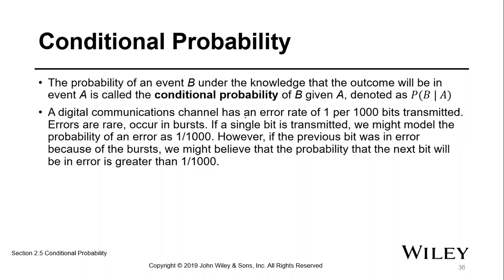So in this one, a digital communication channel has an error rate of 1 in 1,000 bits. Errors are rare, but they occur in bursts. If a single bit is transmitted, we might model the probability as 1 in 1,000. However, if the previous bit was an error because of the burst, we might believe the probability will be greater. So we might say it's a 10% chance. So the probability of an error given a previous error might be 10% instead of 0.1%.